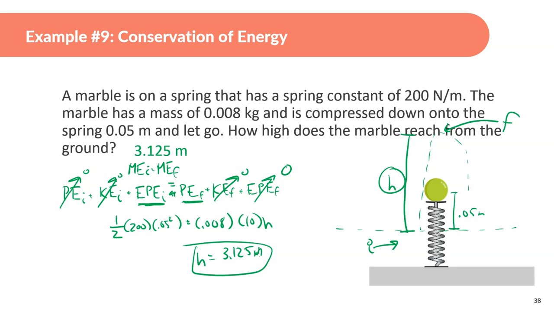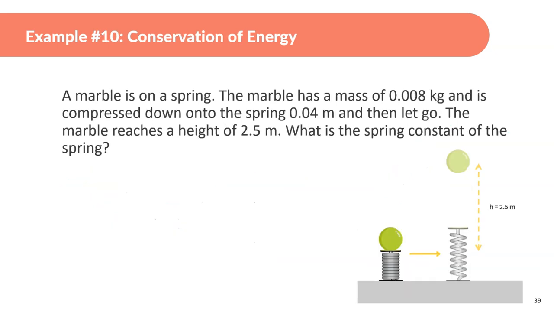Alright, moving on. Similar question. A marble is on a spring. The marble has a mass of 0.008 kilograms and is compressed down onto the spring 0.04 meters and then let go. The marble reaches a height of 2.5 meters. What is the spring constant of the spring?